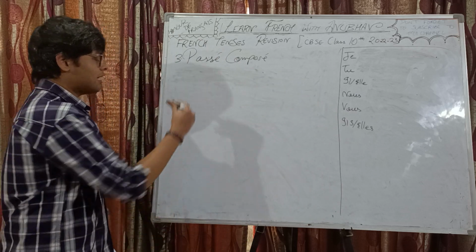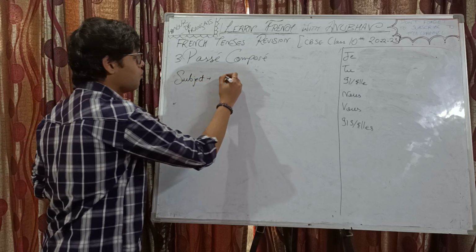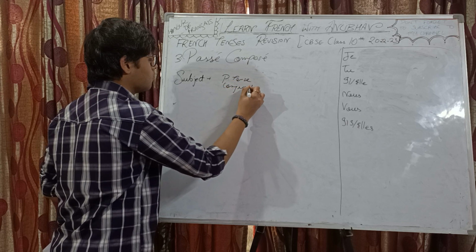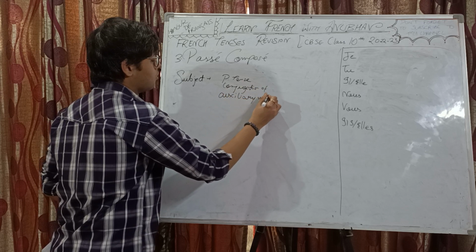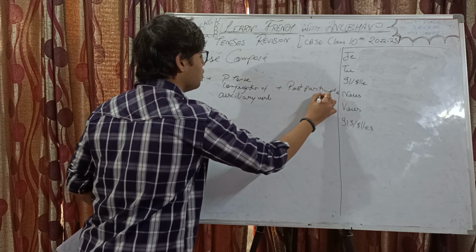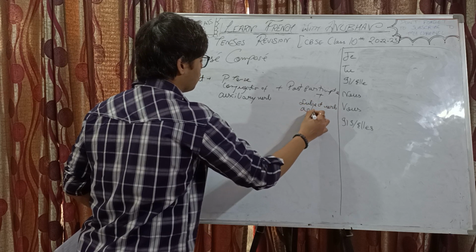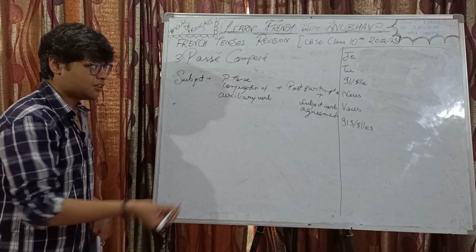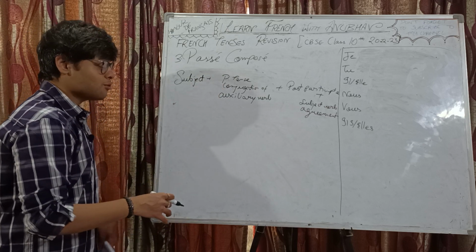So now you have passé composé, how to form it. We have the subject, the present tense conjugation of the auxiliary verb, and then the past participle, followed by subject-verb agreement if required. Subject, we know what a subject is. It could be any subject pronoun, or you can have a name or proper nouns as well. Then you have the present tense conjugation of the auxiliary verb.